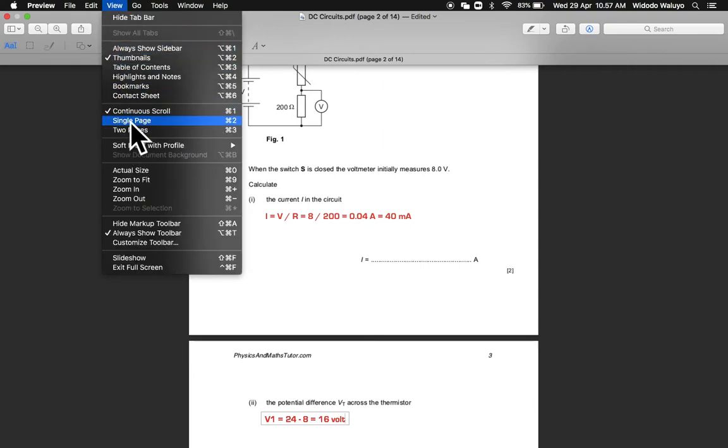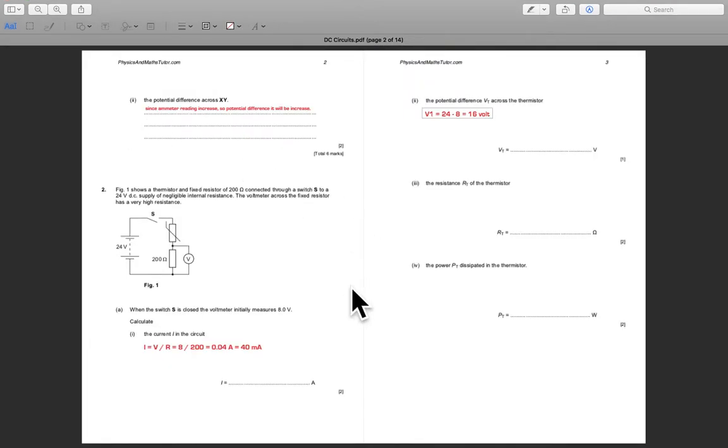If you want to slide pages, maybe that one.